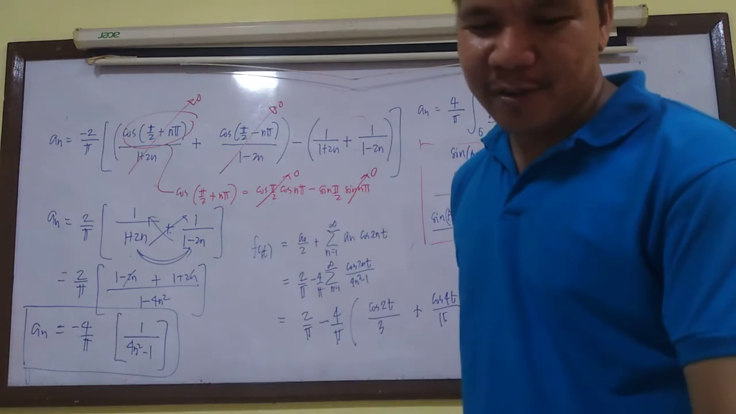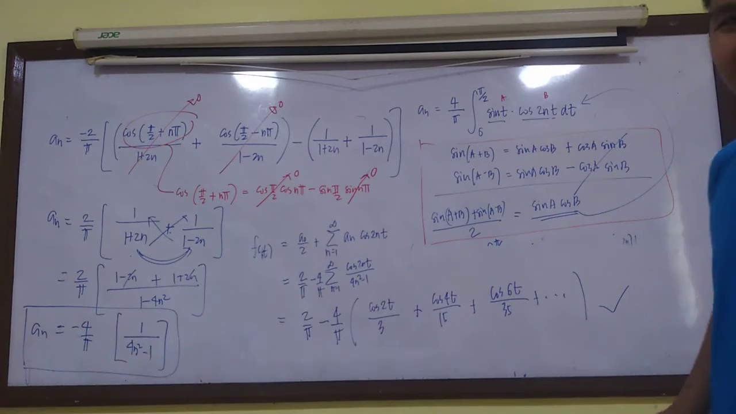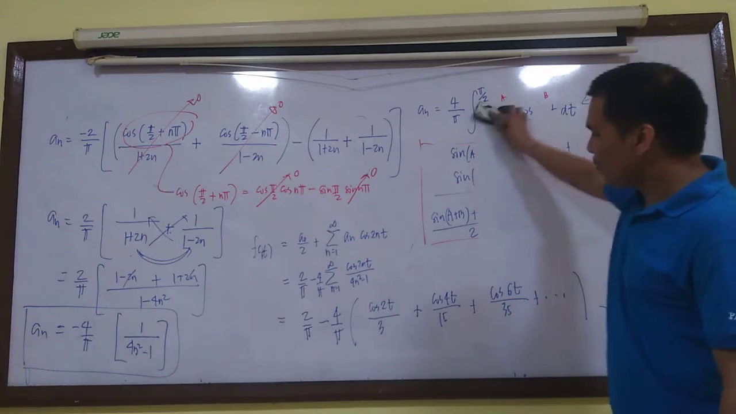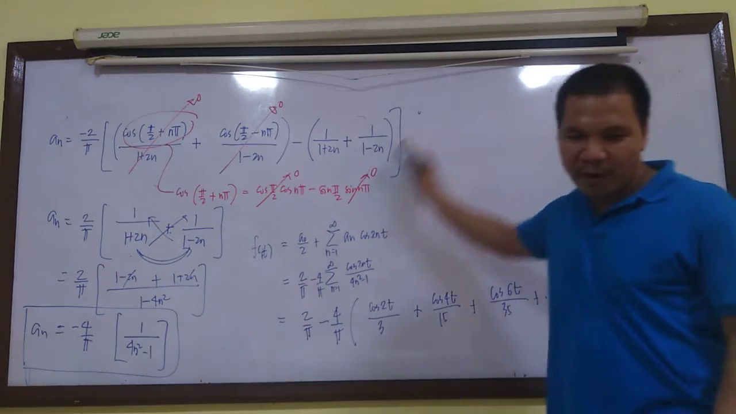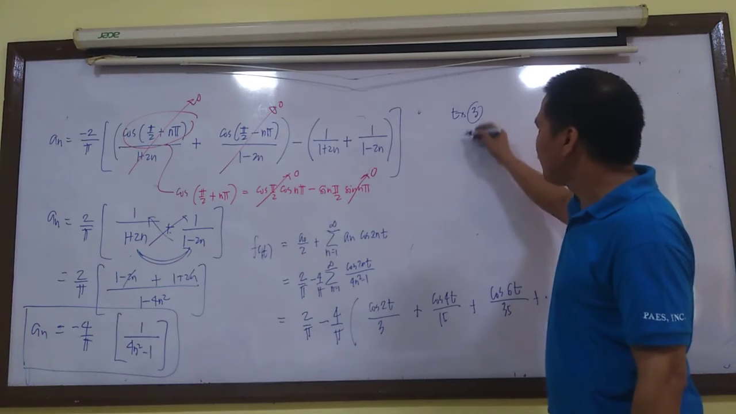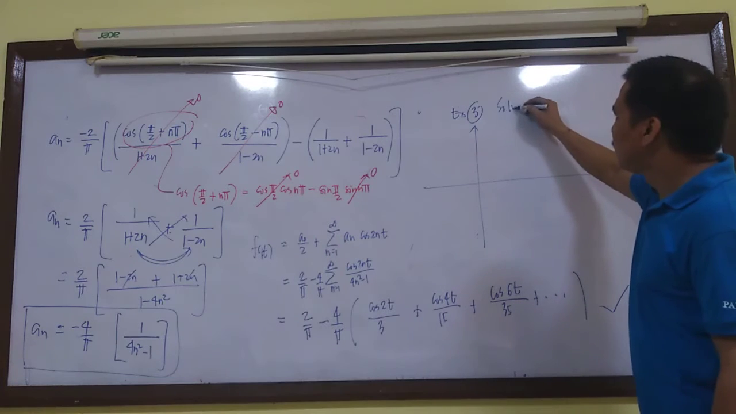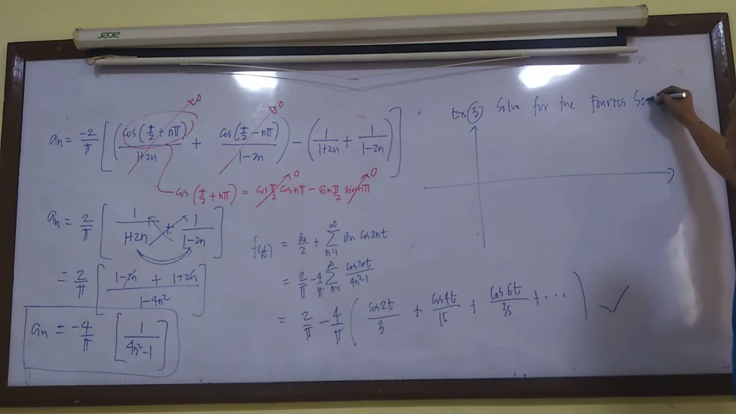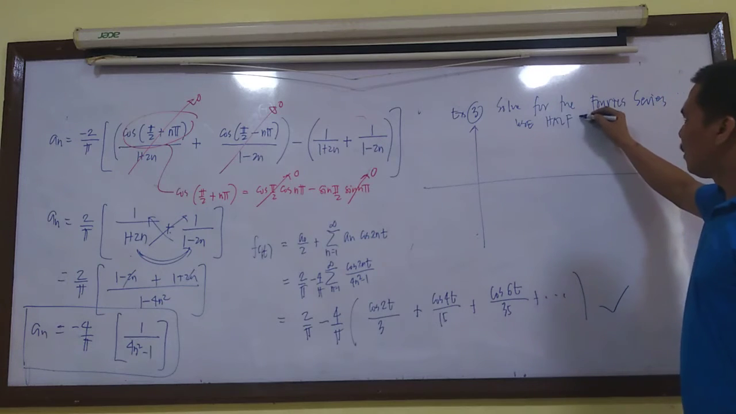Do you have any questions? None. Very good. Now, take a sheet of paper and then try to solve this on your own. So you will be given, let's say, 30 minutes to solve this problem. Alright. So I will have this as our example number 3 for the Fourier series. This is your function. Solve for the Fourier series using half-range. Use half-range values.